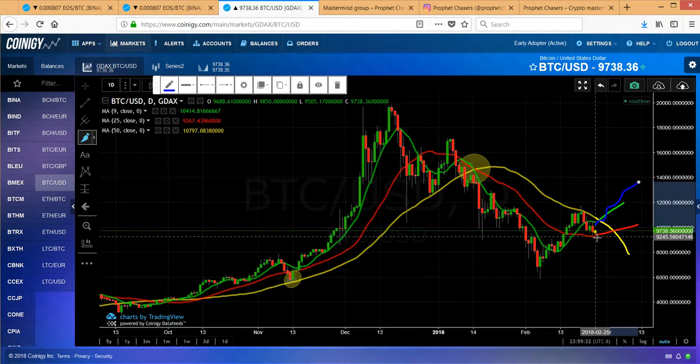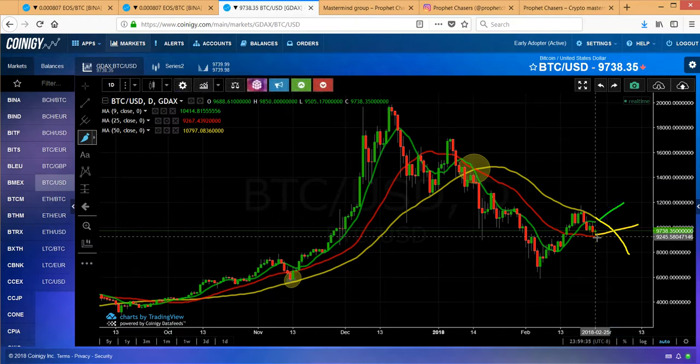If you look at just the green line, the short term, it's actually pointing straight ahead, which means it has no direction. So it's waiting for the other moving averages to catch up and tell it which way it wants to go. That's the way I read this chart.